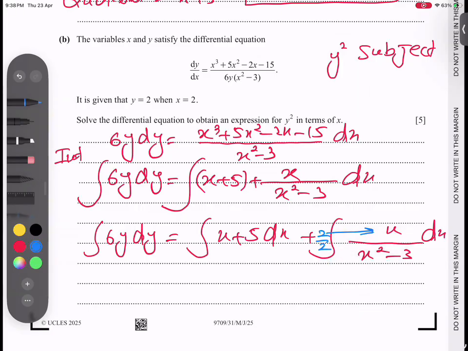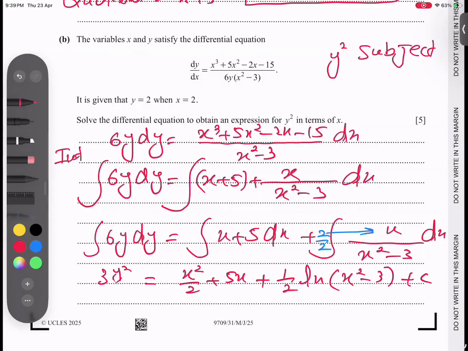And now I'm going to further continue. So increase the power by 1 and divide by the same. x becomes x squared by 2 and 5 becomes 5x. This 1 by 2 as it is into logarithm of, because 2 goes inside, and function down, differentiation up is available. So I can write this plus c. This I can write on the left hand side, I can cancel. I got 3y square.